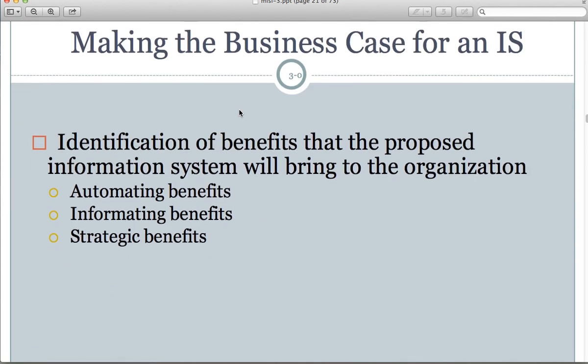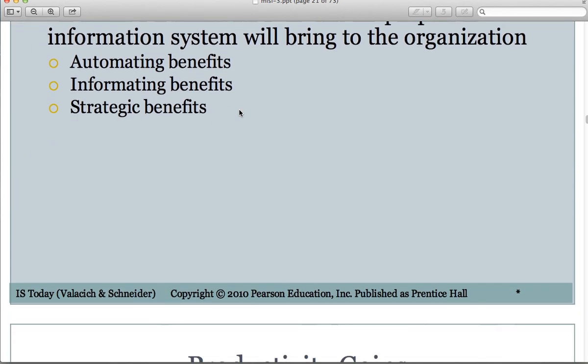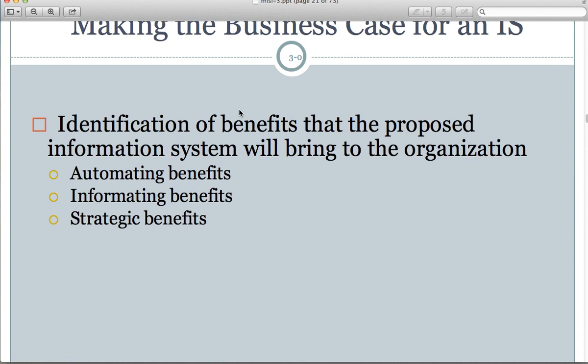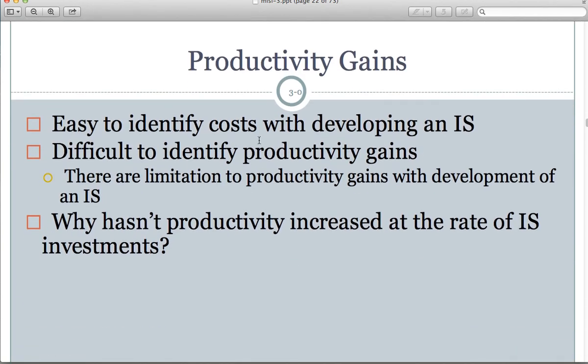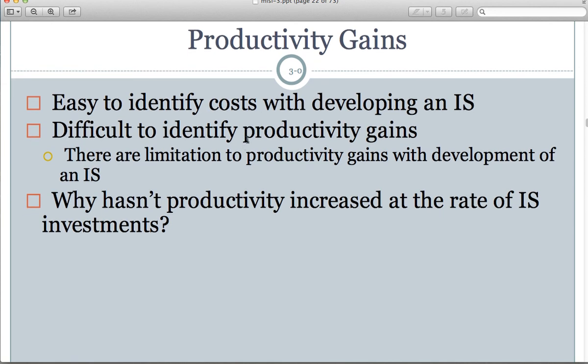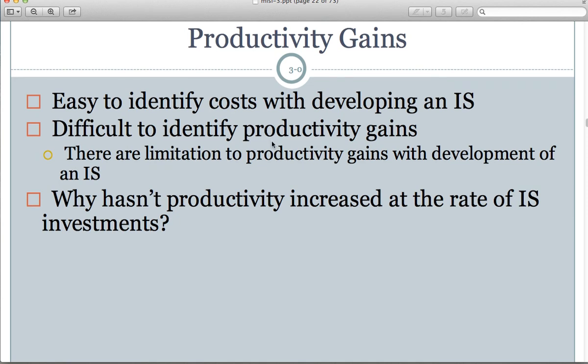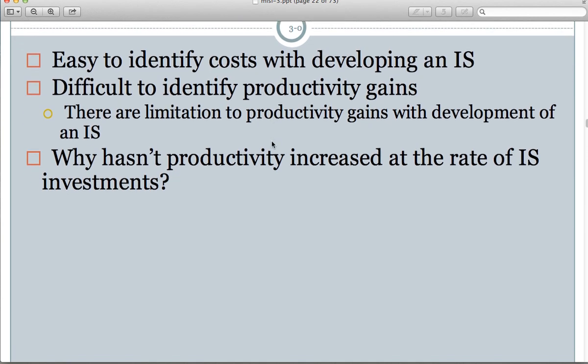All right, let's see. I'm going to quickly summarize what's in the rest of this slide set because there's a lot of overlap. We looked at the automating, informating, and strategic benefits. In terms of productivity gains, which is one of our advantages, you can easily identify costs with developing an IS system because you know your information. You're capturing it, you're able to determine it. Difficult in identifying productivity gains, perhaps, limitations of productivity gains and development. So why hasn't productivity increased at a rate that IS system investments have increased?